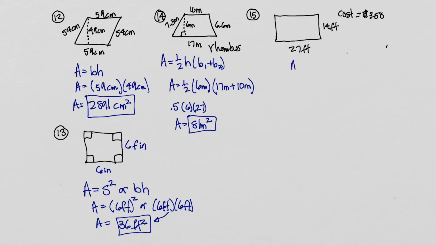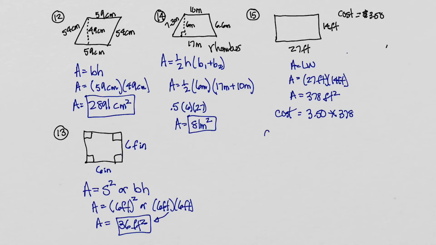So we've got the area of a rectangle, which is length times width. So area for us is going to be 27 feet times 14 feet. And that is 378 square feet. And then the cost is going to be $3.50 times that number of square feet. So when I make this multiplication, I'm getting that this cost for the roof is $1323.00.